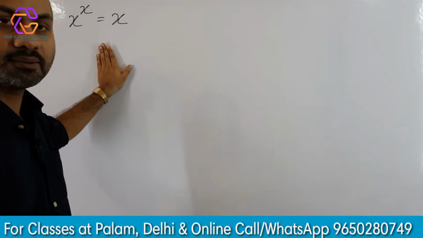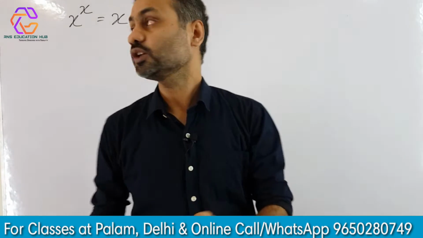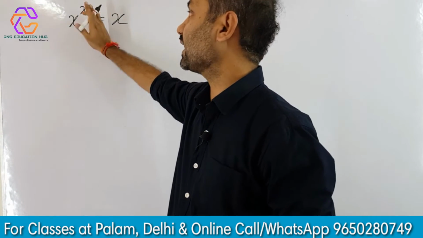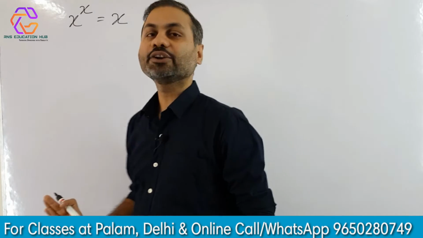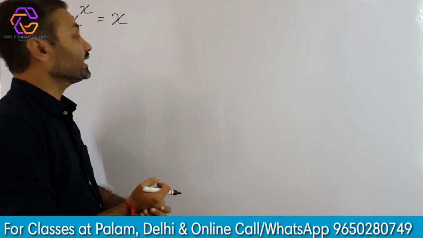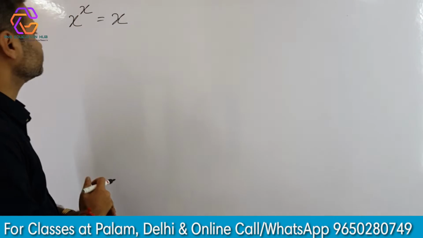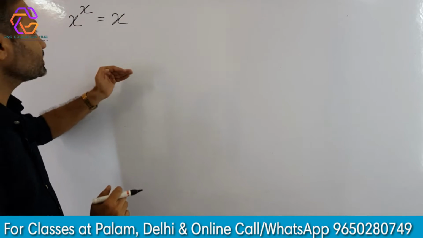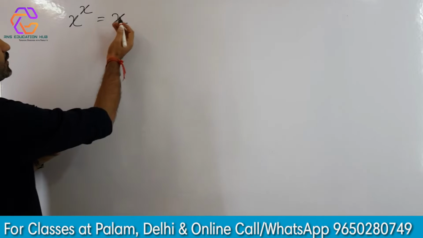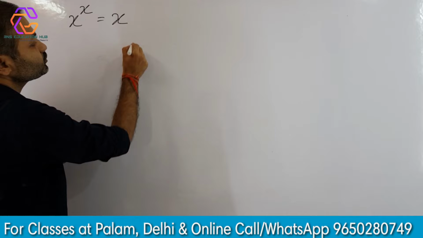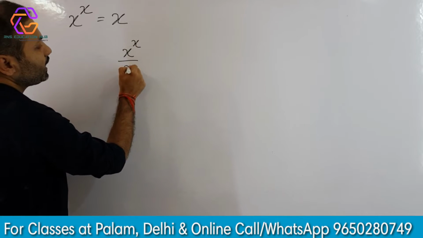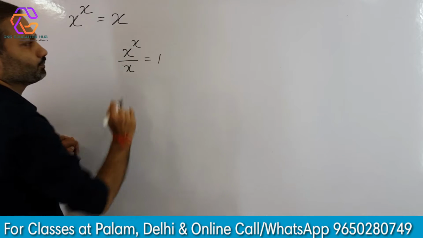Now let's come back to the question. The question says x to the power x is equal to x, where x is an integer. It has to be taken into consideration that x is an integer. To make it simpler, we can divide it by x. So what will it be? x to the power x divided by x is nothing but 1.